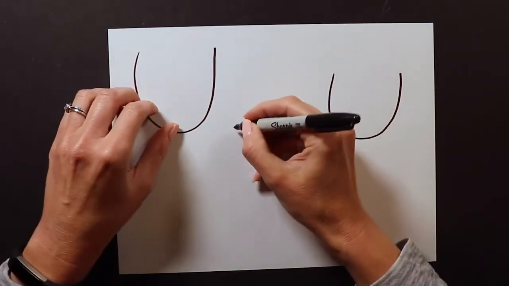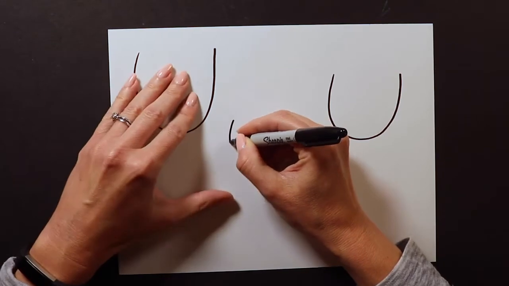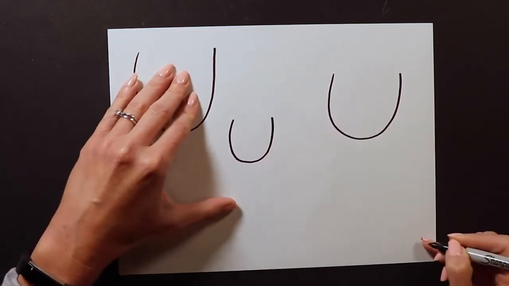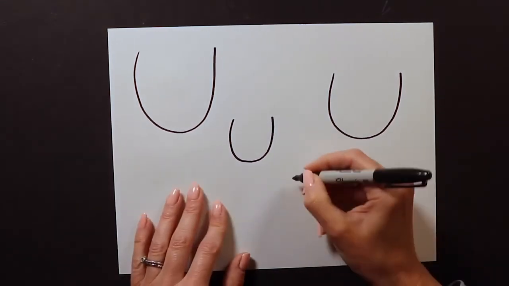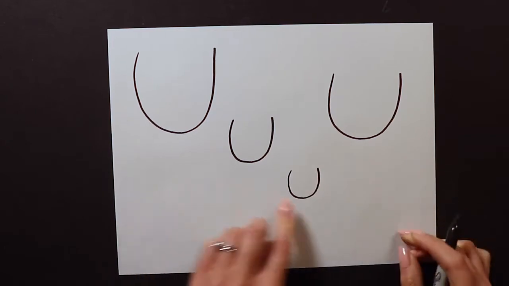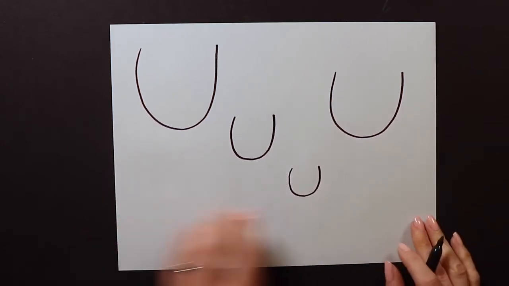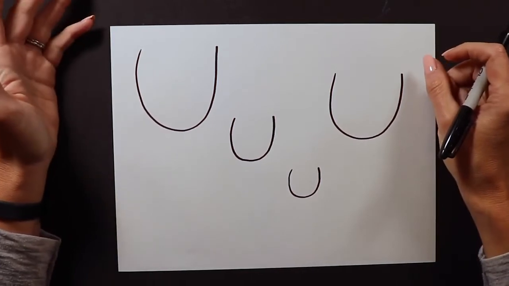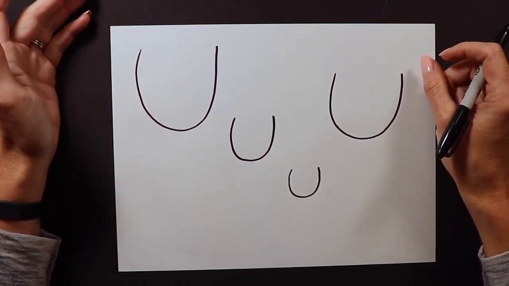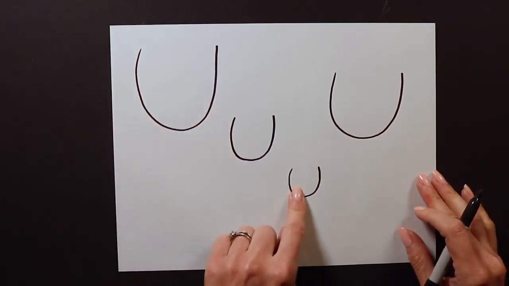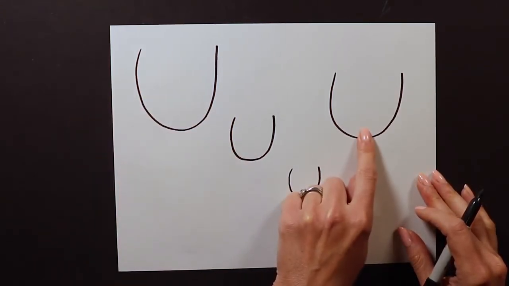Maybe that's like a brother or a sister, and we're going to put another letter U. And then maybe you have a little baby in your family, so I'm going to make a teeny tiny letter U down here, way down here. You might have 2 people in your family, or you might have 5 or 6 or 7 people in your family. But you need to make sure you have a letter U for everyone in your house.